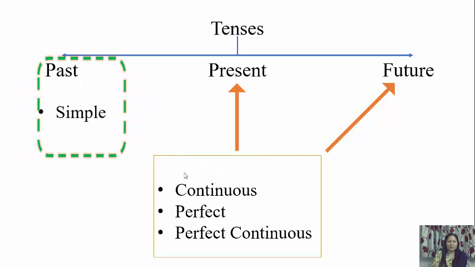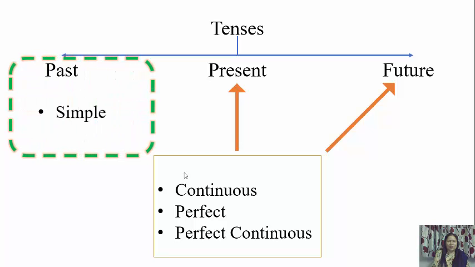Right? Simple past tense. Now what is simple past tense? That you need to understand. Simple past tense is used to express some action which has happened before in the past at a particular point of time.